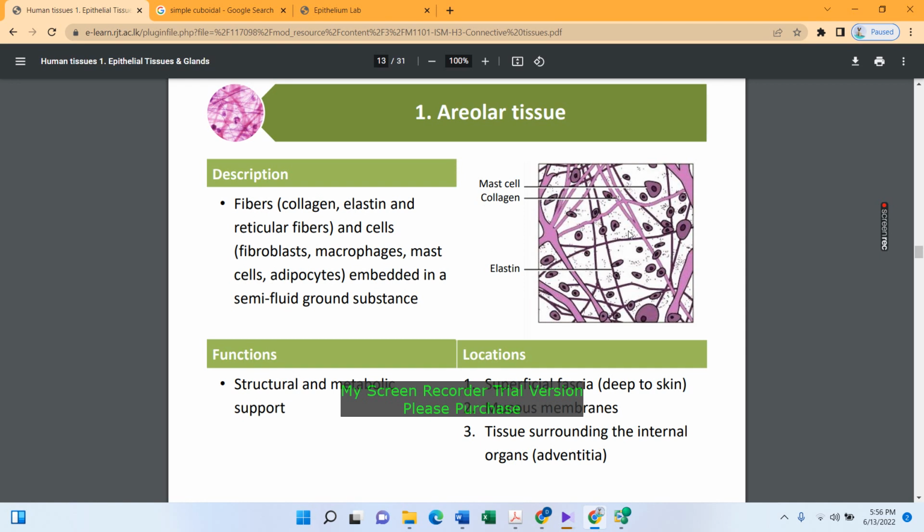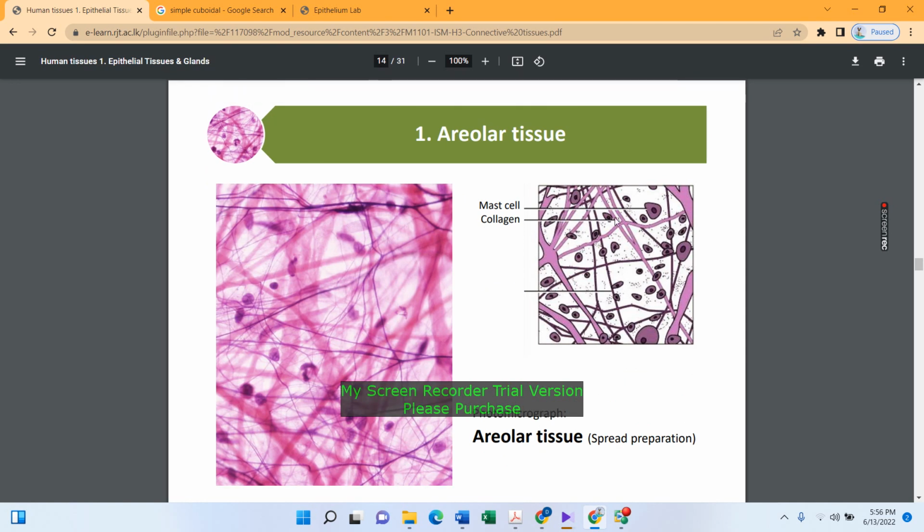So it gives structural and metabolic support in the superficial fascia, mucous membranes, and tissue surrounding the internal organs. This is the areolar tissue structure. You can find these elastin fibers, reticular fibers, and collagen fibers, and several types of cells here.